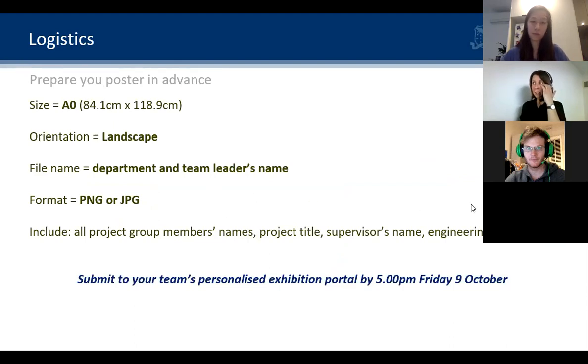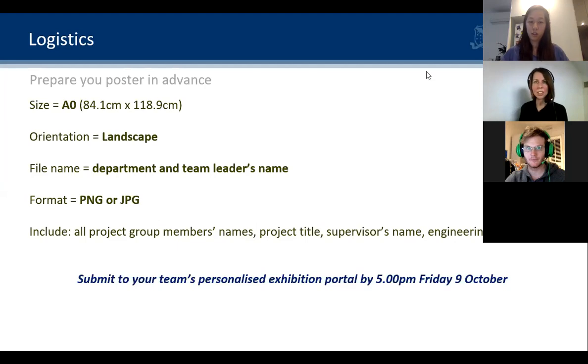So there's some details around the logistics. No printing this year, but you are needing to upload it. You've got your special portal to upload it to by Friday, the 9th of October. You're needing to include everyone's details on that, and it needs to be a JPEG file or a PNG file. Actually, that's still true, right, Danica? Yeah, right. Cool.